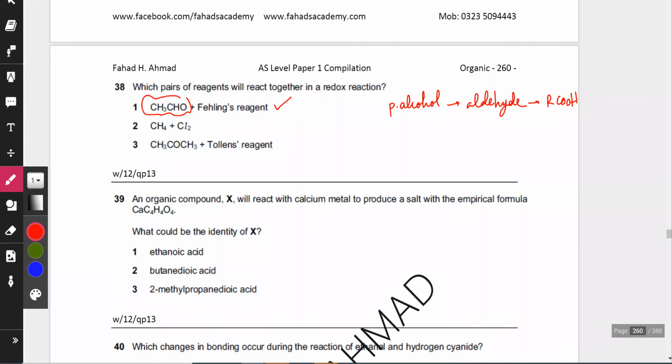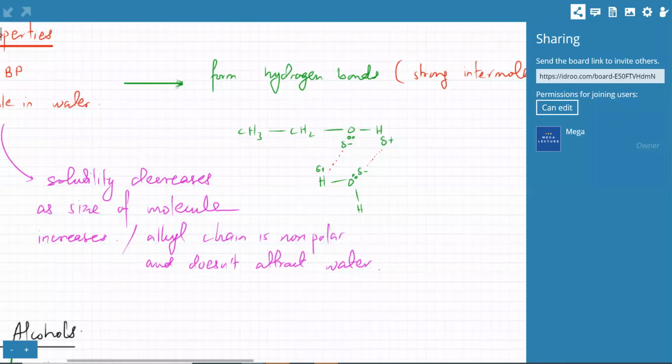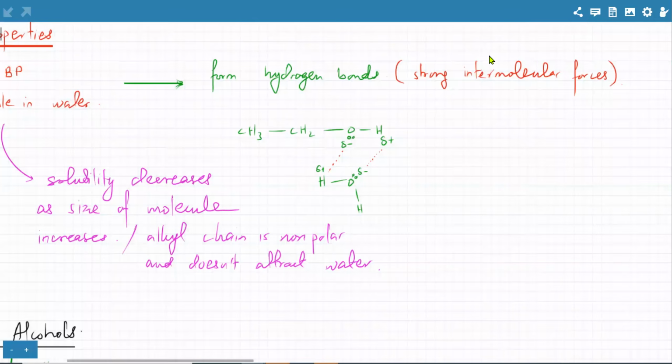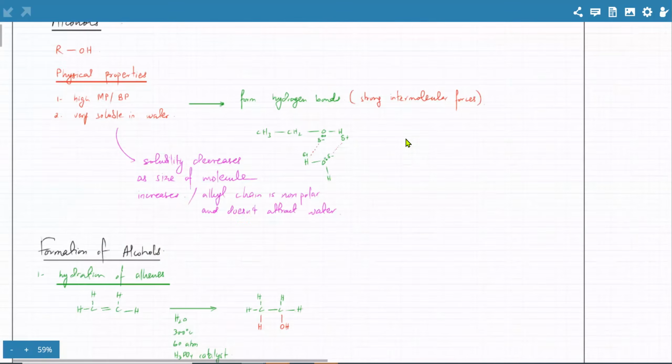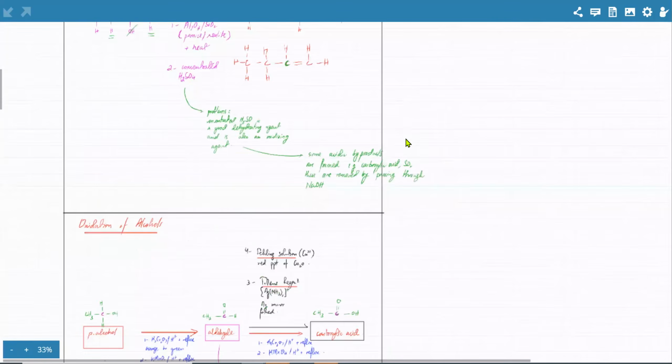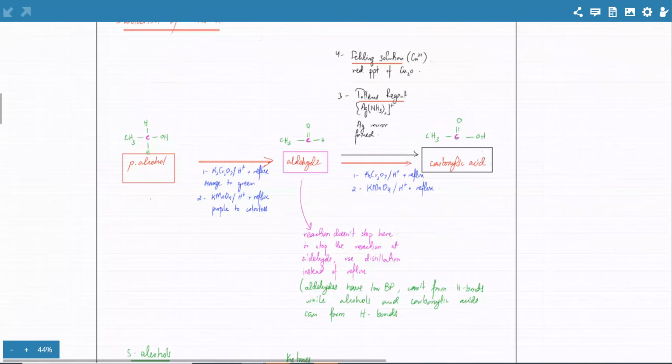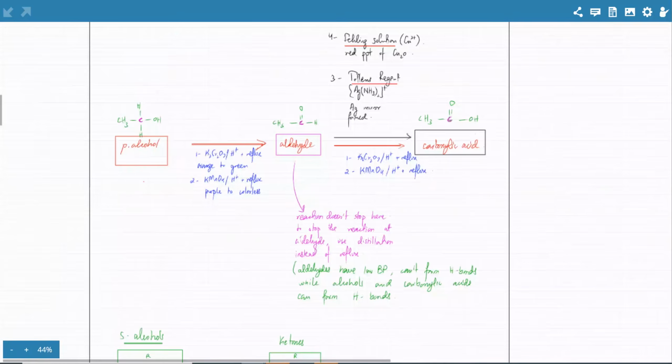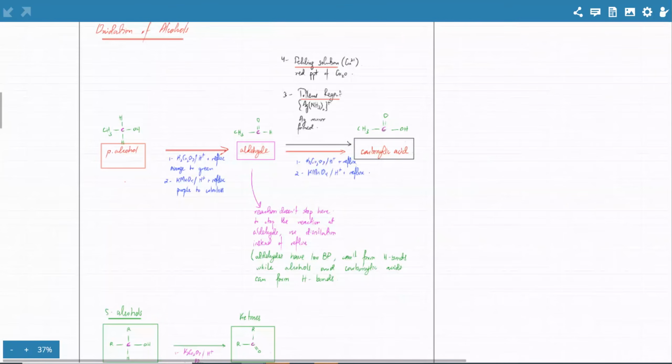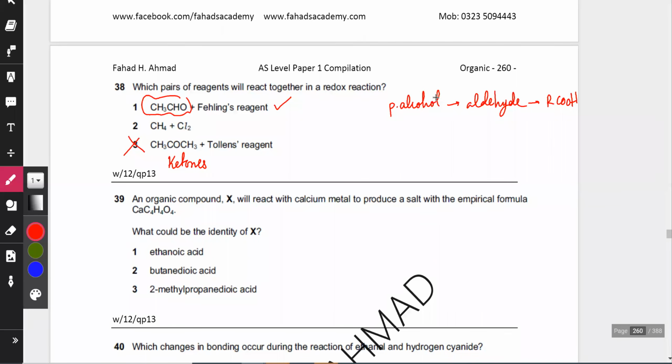Fehling's. The next one, 3, is definitely not going to get oxidized because remember, ketones are resistant to oxidation. They don't undergo any oxidation. This one was for alcohols. Again, this is the part where aldehydes do get oxidized, and ketones don't undergo any oxidation. What about the middle one?